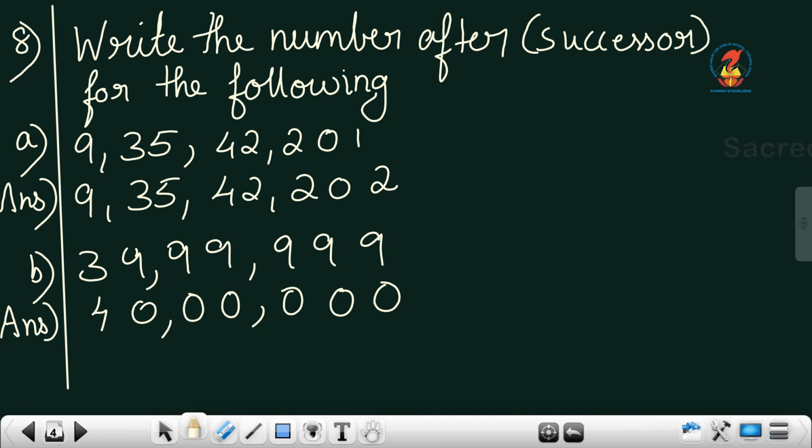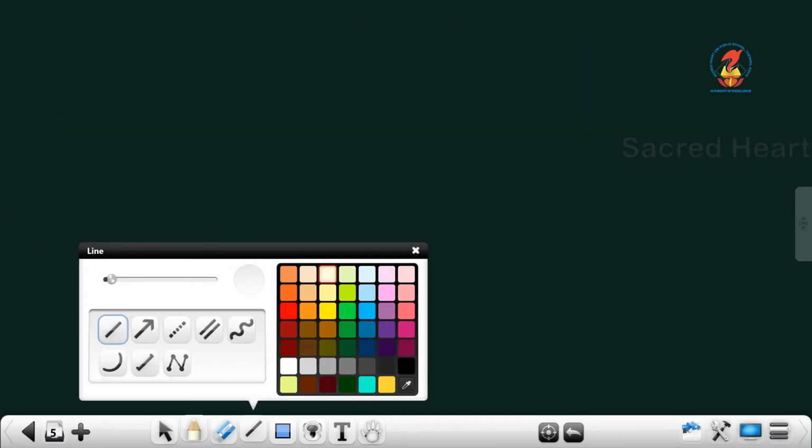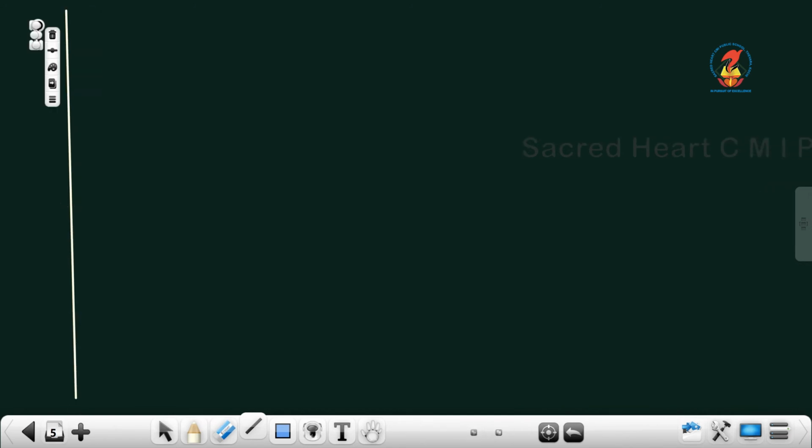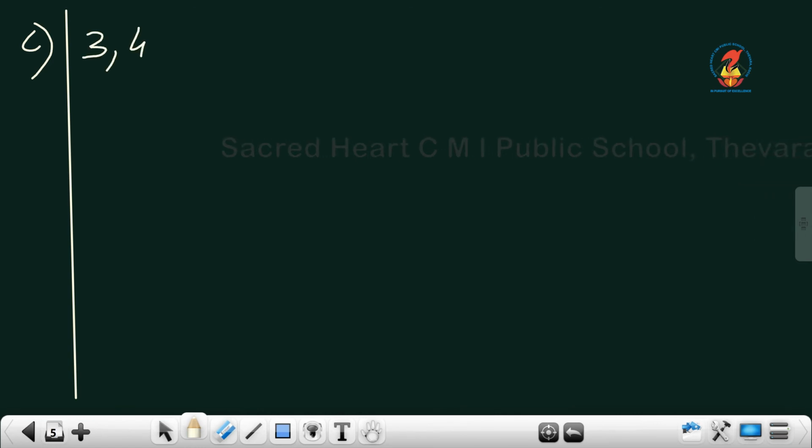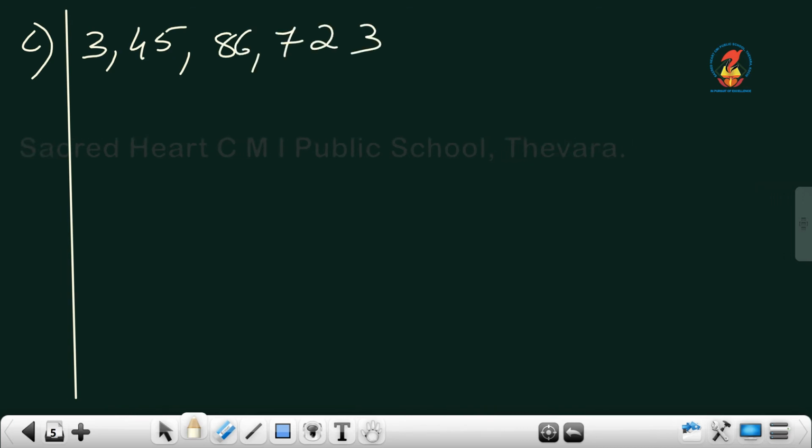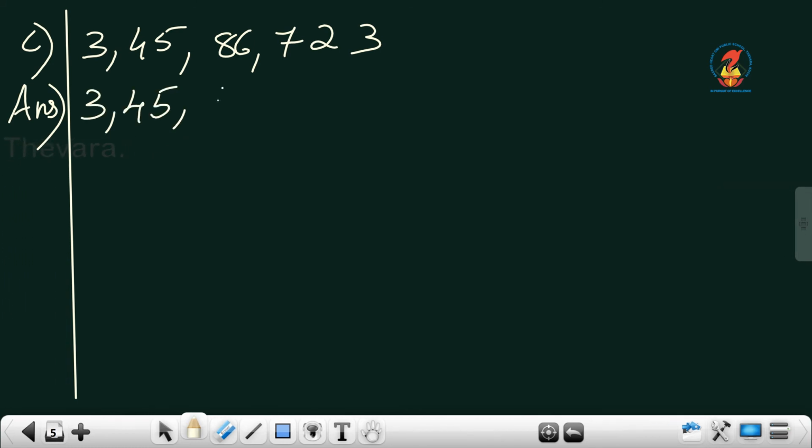Okay. Now next question. Question C. 3 crore 45 lakh 86,723. What's the answer? Come on, children. You have to add 1 to the ones place. What do you get? You get 4 over there. So 3 crore 45 lakh 86,724. This is easy, right?